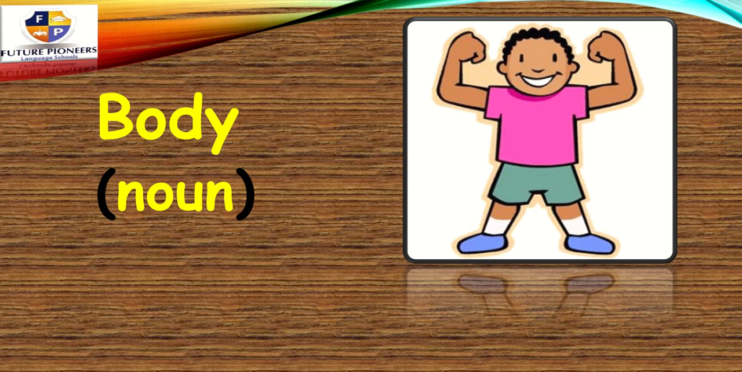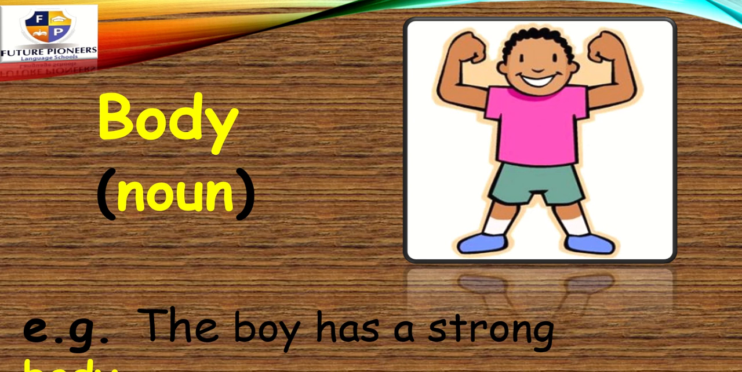What can you see here? This is a strong boy. He is showing us his body. So he has here a strong body. He is showing us it. So body is a physical structure, includes maybe bones, maybe flesh, maybe muscles, maybe many systems. So body is a noun. Let's put it in a sentence. The boy has a strong body.